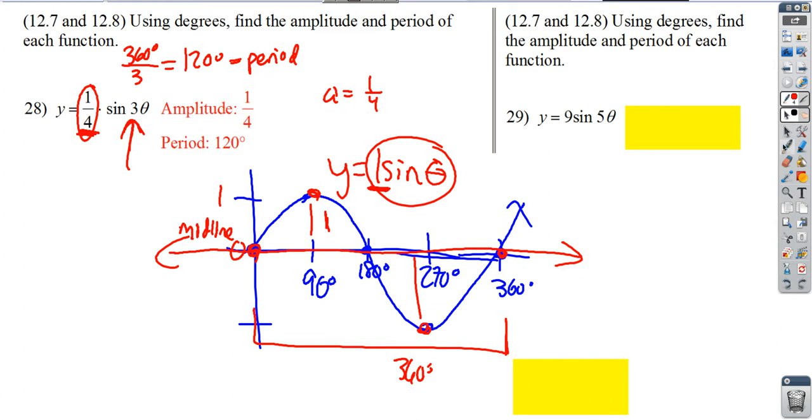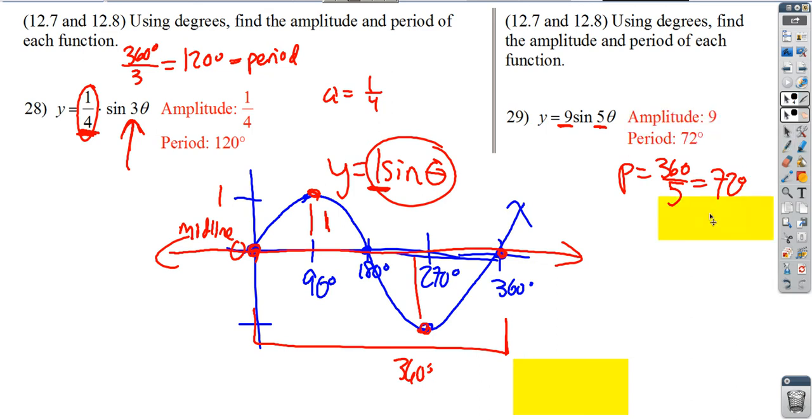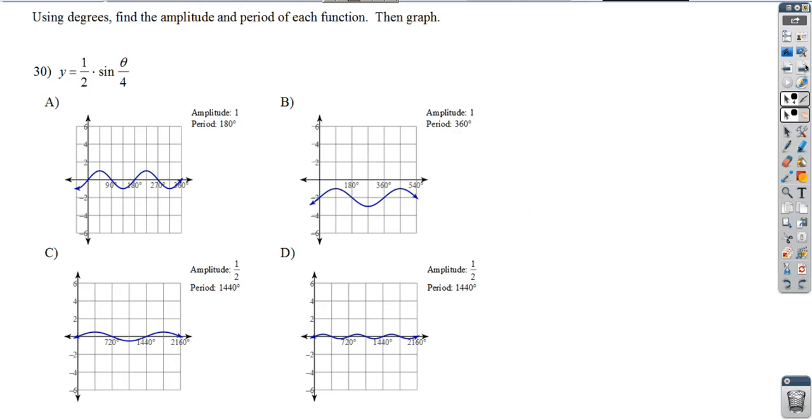Okay, this one right here, the amplitude is right there. The period is going to be 360 divided by that number, and that turns out to be 72 degrees, which means it's going to go through 5 times as fast. It's going to go through 5 cycles in 360 instead of just 1. All right, knowing this, we can now graph these.